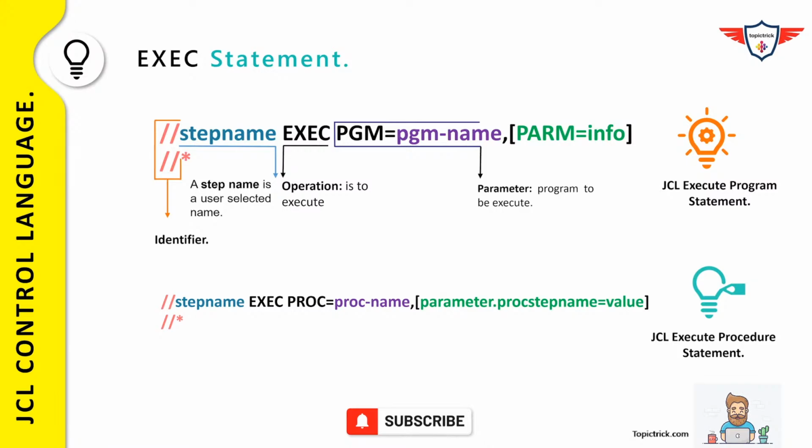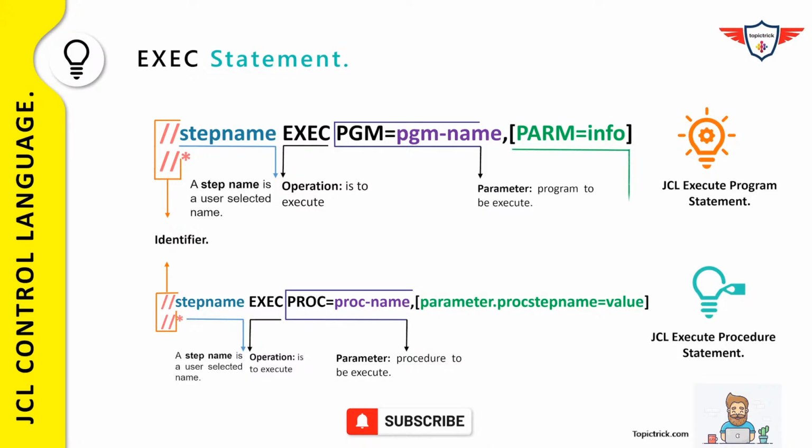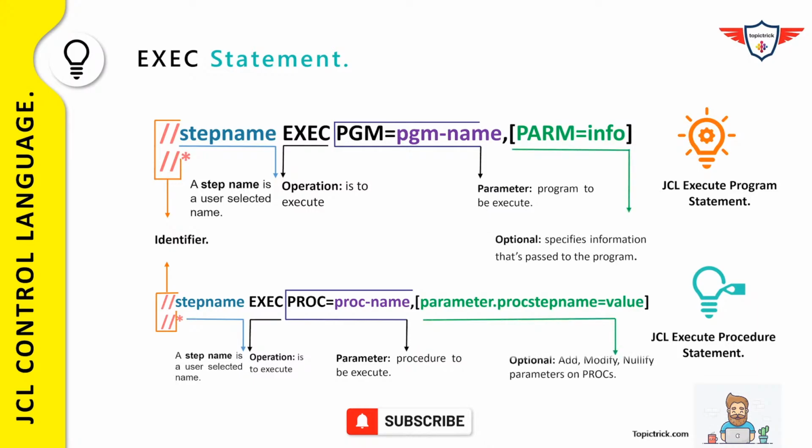The next parameter is PARM, and it is generally used to pass information to your program with the help of a JCL. Now let's look at a different variant of the execute statement, and this variant is generally used to execute a proc, and it could be your instream proc or catalog proc. That depends on the nature of the requirement or the way you are designing your JCL.